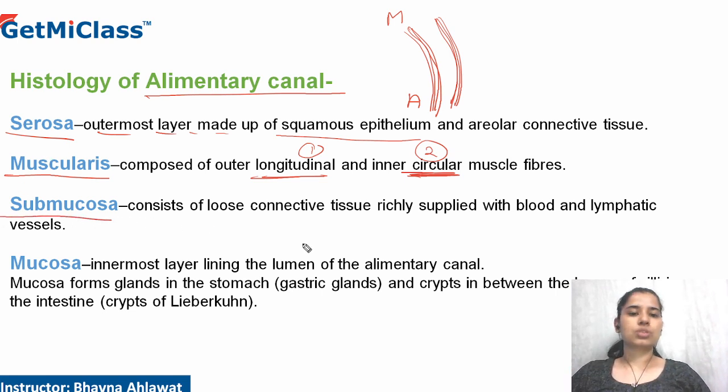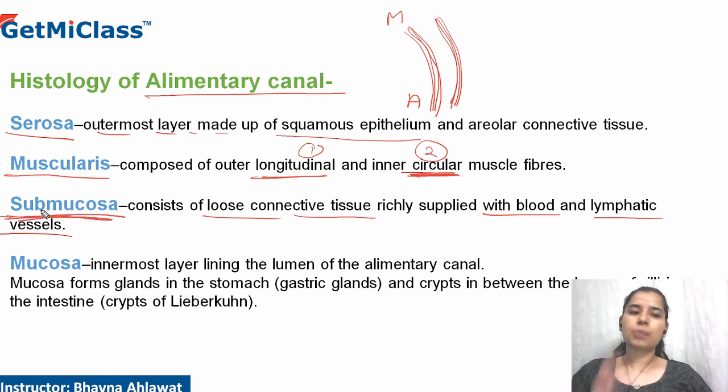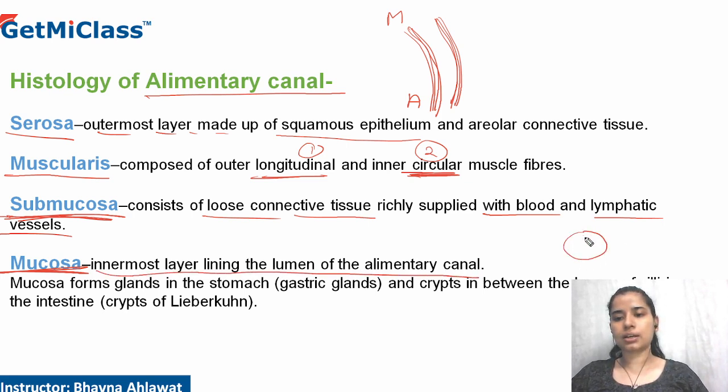Then submucosa. They contain loose connective tissue, and they also have a supply of blood and lymphatic vessels. This is also the part from where absorption will start. And the last one is mucosa, the innermost layer lining the lumen, meaning the internal lining. This internal lining is made with the help of mucosa.